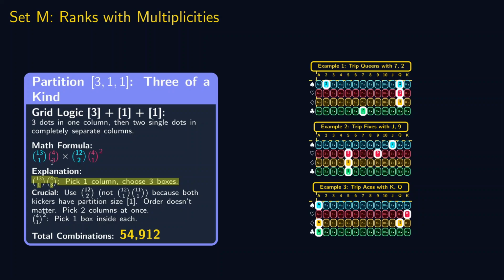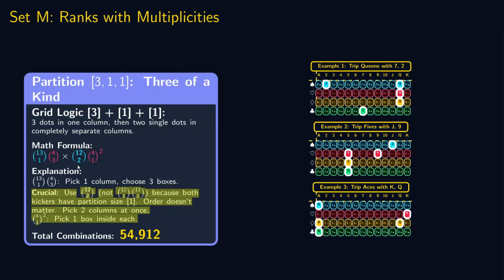Now for the two kicker columns, here is where we must be careful. Both kicker columns belong to exactly the same partition group. Both have a partition size of 1. They play identical structural roles in the hand. Because of this, the two kickers are interchangeable. There is no first kicker and second kicker. They are just two columns of the same type.